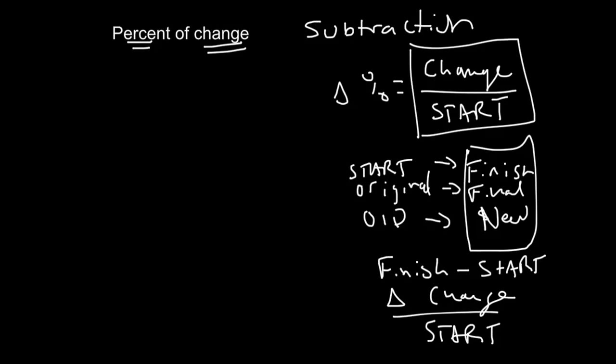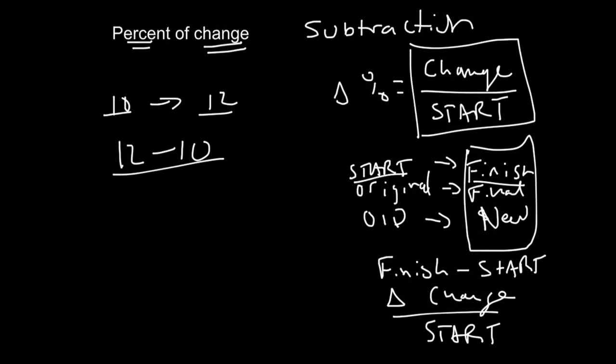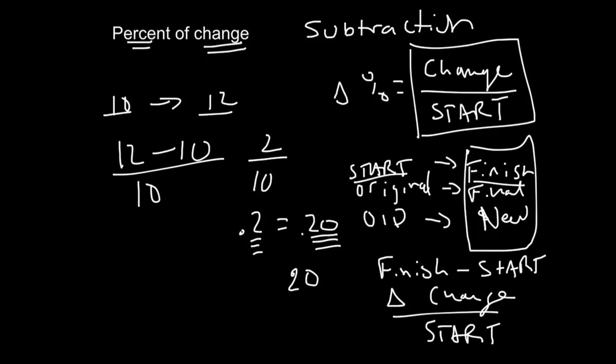Now, for a quick example, if someone were 10 years old and then they were 12 years old, you would say to yourself, well, what is the change here? The finished value is 12. The starting value is 10. 12 minus 10 is going to be divided by where you started, which is 10. So 12 minus 10, 2, 2 out of 10. 2 out of 10 is also equal to 0.2 because those are 2 tenths. It's also equal to 0.20, which is 20 hundredths. Hundredths are percents, so that is 20%.